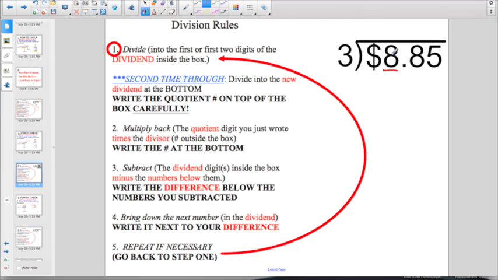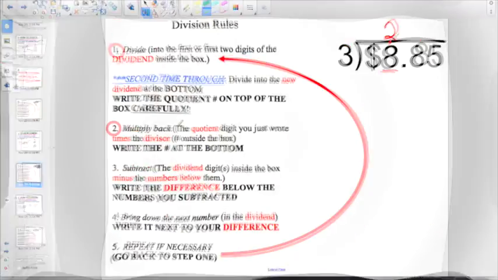What you divide into has to be larger than the divisor. So 3 times what is going to get me close to 8? Hopefully everybody knows that would be 2. So I'm going to write down that 2 nice, neat, and straight exactly above the 8.